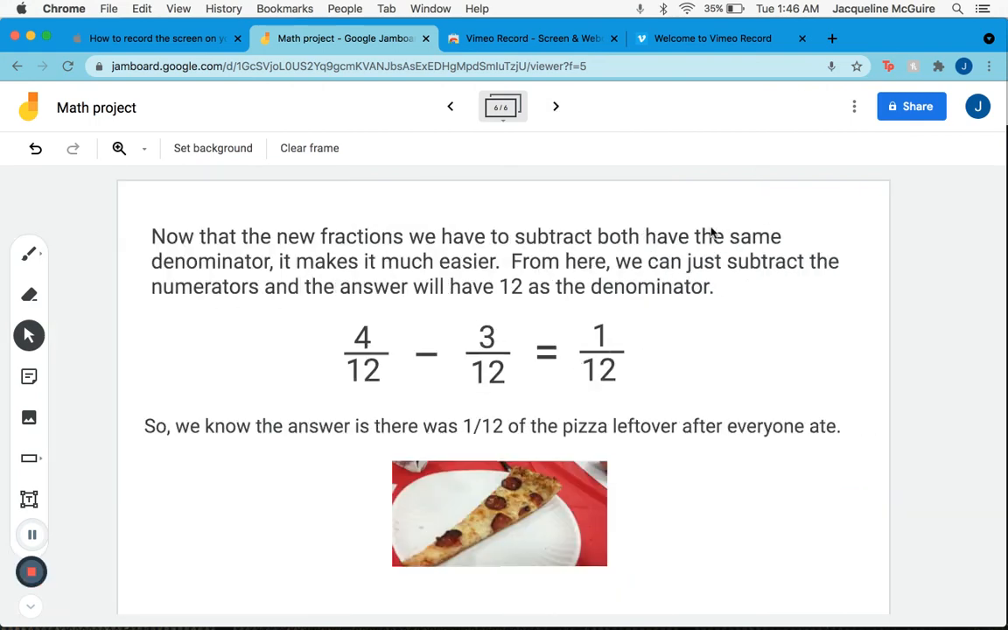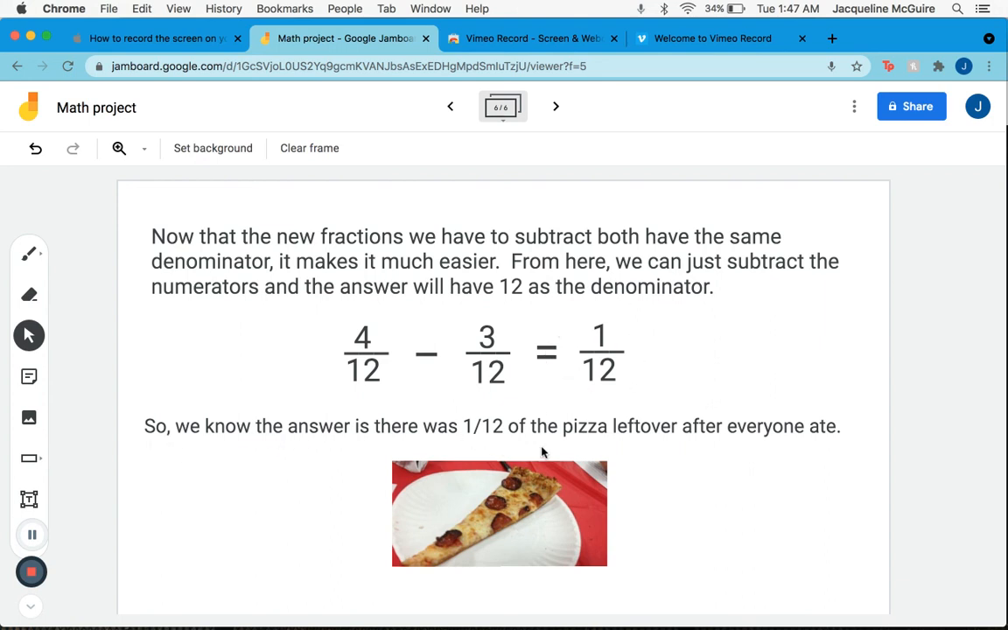So now that we have common denominators, now that they both have the same denominator of 12, it makes it a little bit easier. And from here, we just have to subtract the numerators as if they were natural numbers. So we have 4 minus 3. Well, recalling subtraction, that's something pretty simple I can recall of 1. 4 minus 3 equals 1. And we're just going to put that with the same denominator of 12. So the answer is 1/12.